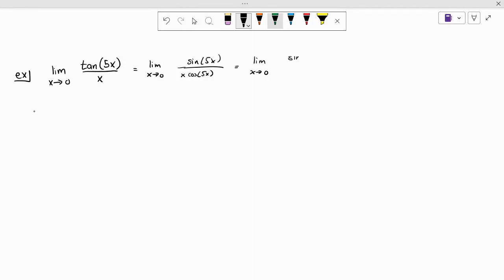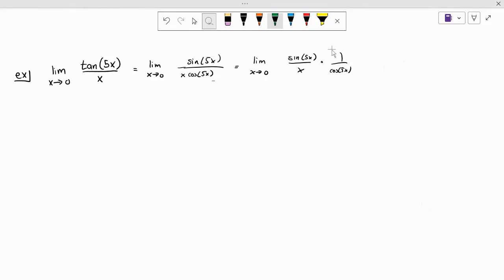And then you start thinking in terms of factors, right? You say, well, this is sine of 5x over x times 1 over cosine of 5x. And we know we can do this because when you multiply fractions, you multiply the denominators together, so that would give you x times cosine, and you multiply the numerators, so it just gives you sine. Still the same.